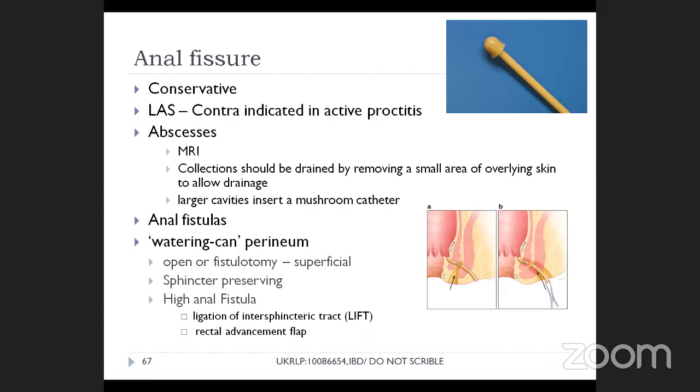And when the patient has anal fistulas, otherwise called watering can perineum, where there are multiple fistulas, try to do an MRI and find out the extensive involvement of the perianum with the fistula. If it is a superficial fistula, try to do an open fistulotomy. The main aim of fistula surgery is sphincter preservation. If it is a high anal fistula and intersphincteric, try to ligate the intersphincteric tract. That is called the LIFT procedure, which is nothing but ligation of intersphincteric tract.